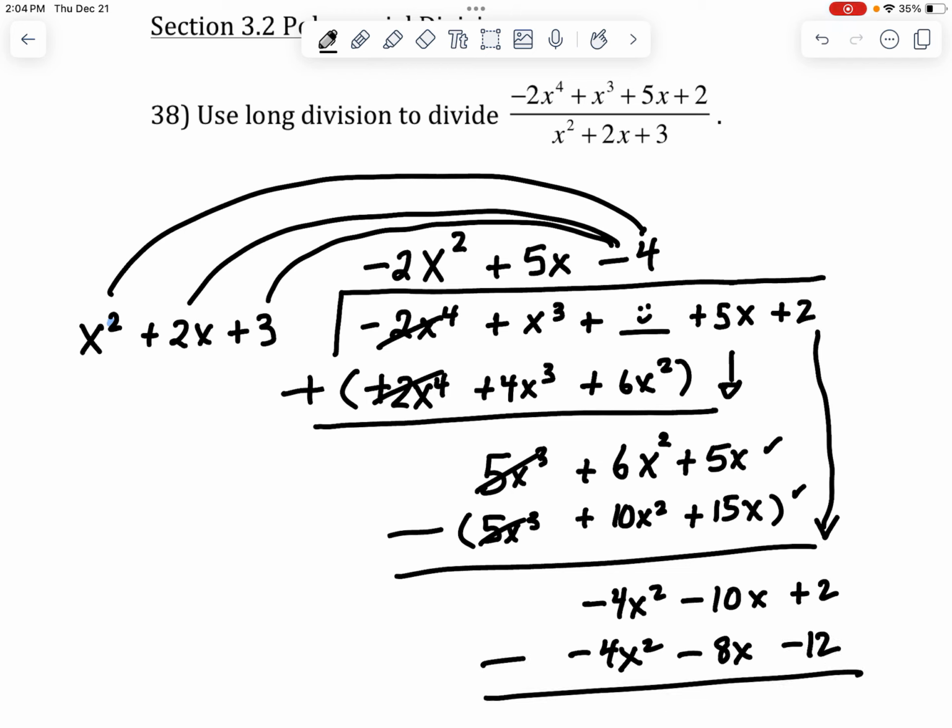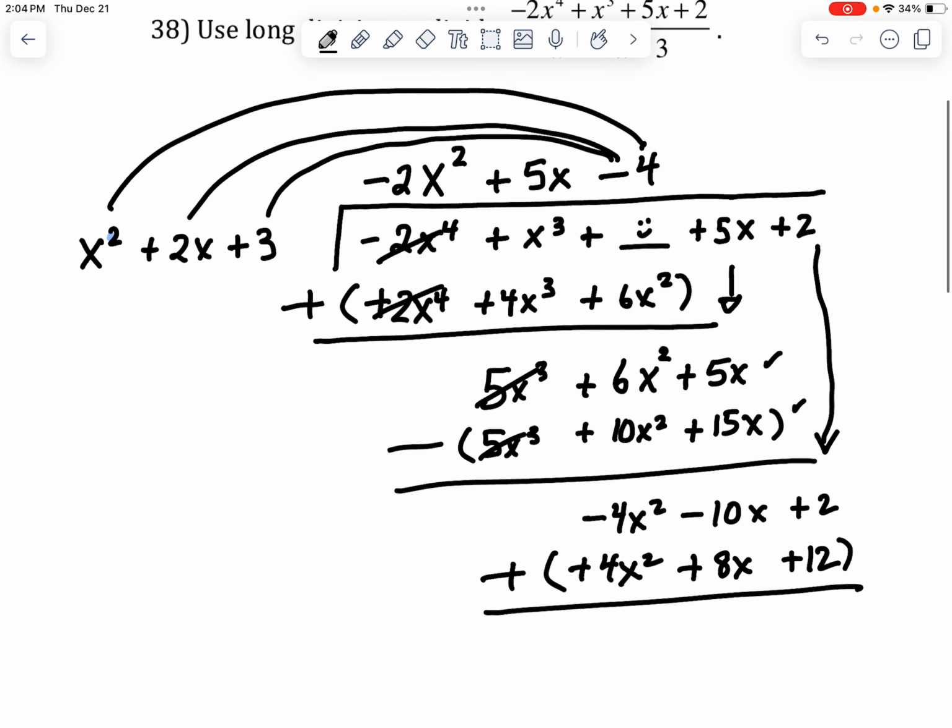And then subtract. So the negative is actually going to change all of these to positives. And then these will cancel. As far as the x's, there's negative 2x. And I already changed the sign, so that leaves behind a 14.